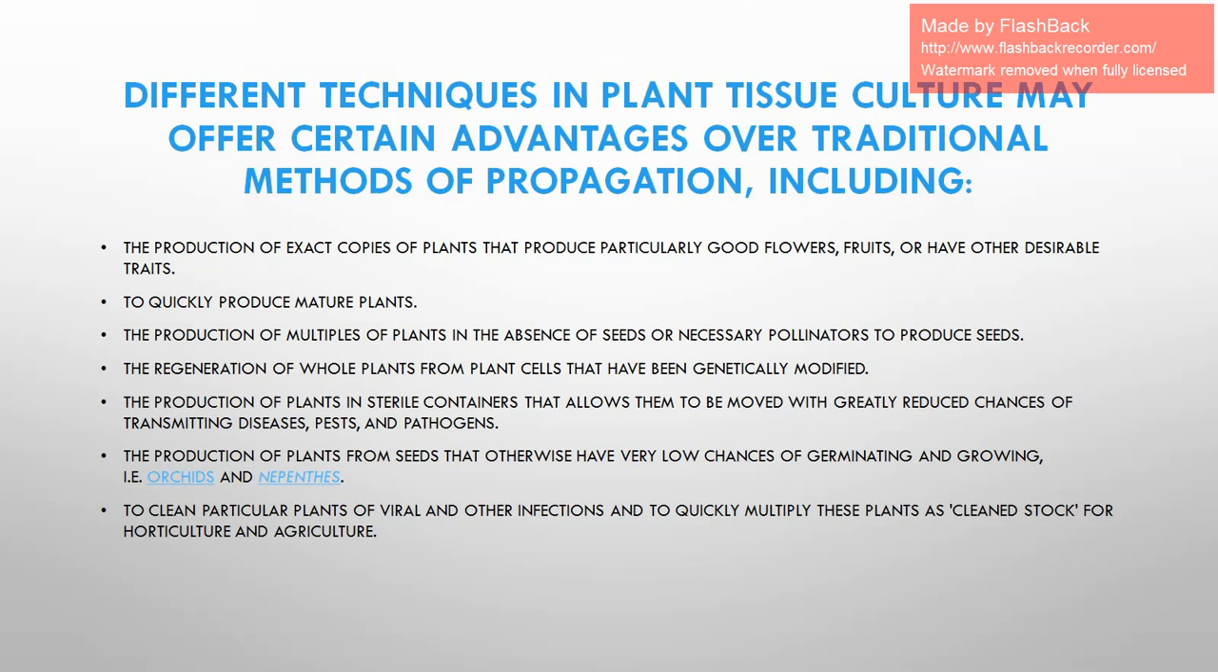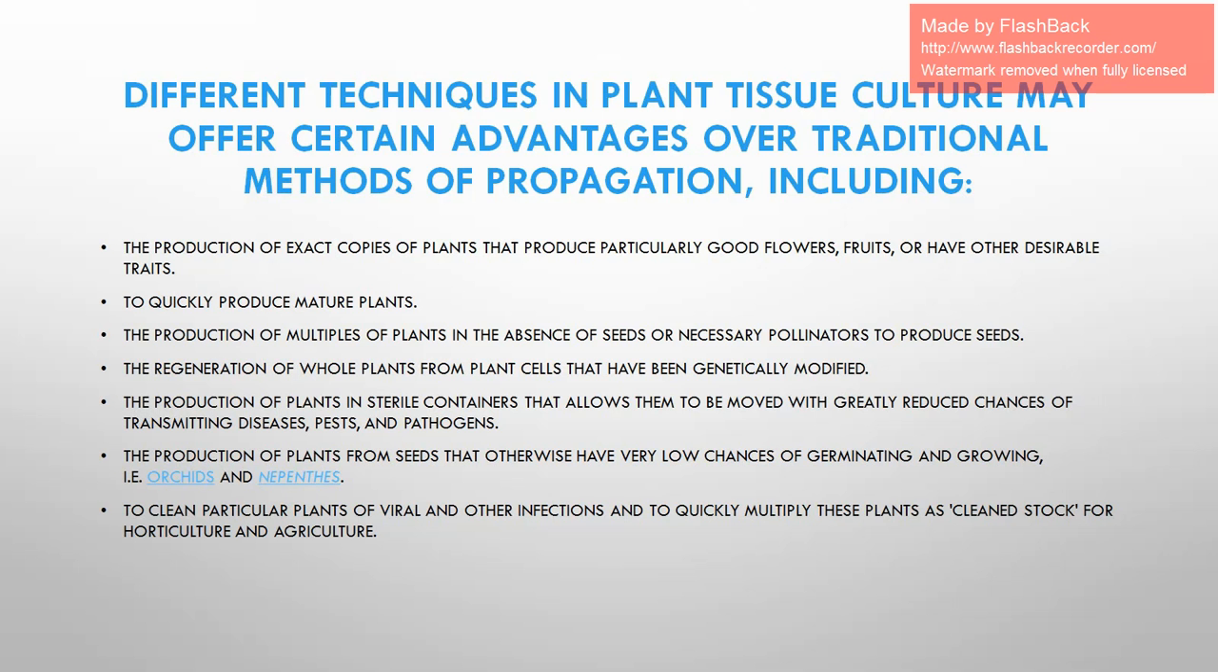And the production of plants from seeds that otherwise have very low chances of germinating and growing, like orchids and Nepenthes. These plants, orchids and Nepenthes, have seeds with low chances of germination and growing in normal conditions. But if we use the plant tissue culture technique, we can grow them easily, or we can produce plantlets from these kinds of seeds very easily.